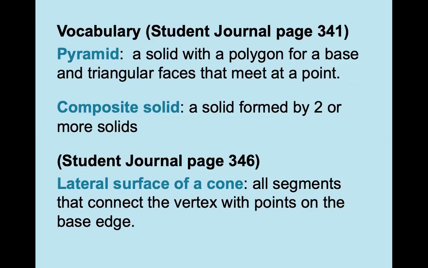So in other words, the lateral surface of a cone is the parts of the cone that aren't the circle, right? All the stuff that makes up the sides. So if I were to draw what the lateral surface area of a cone looks like, if I unpeeled it, it ends up looking kind of like a little Pac-Man shape, right?